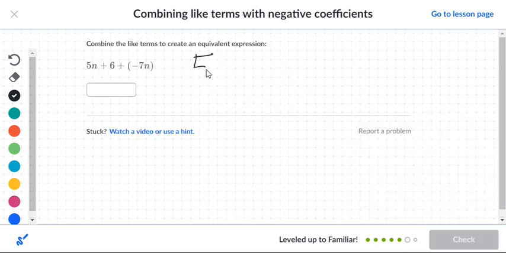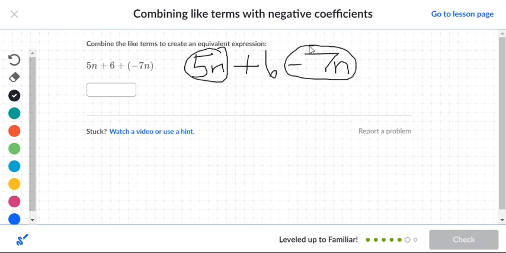Okay, here we have 5n plus 6. Now let's clean this up because we have a +-7n, which can be confusing. It's not double negatives, it's just a +-7n. In that case, it still stays as a -7n. So we'll circle our letters, make sure you include the sign. Now we'll put our box around the numbers here. So we clearly have two circles here.